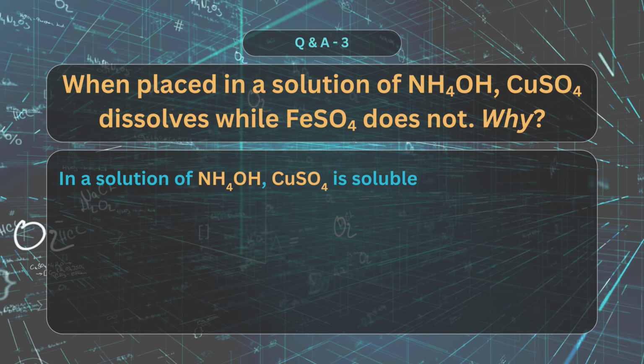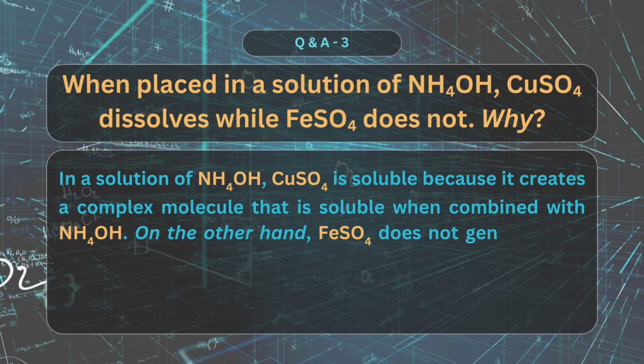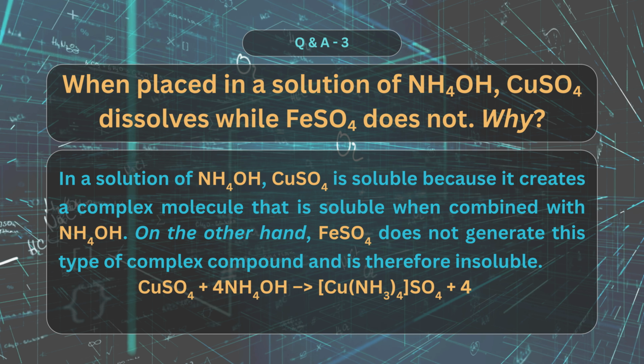Here's a classic comparison. Copper sulfate dissolves in ammonium hydroxide, but iron sulfate doesn't. Why? One complex formation makes all the difference in IIT JEE and AP Chemistry.